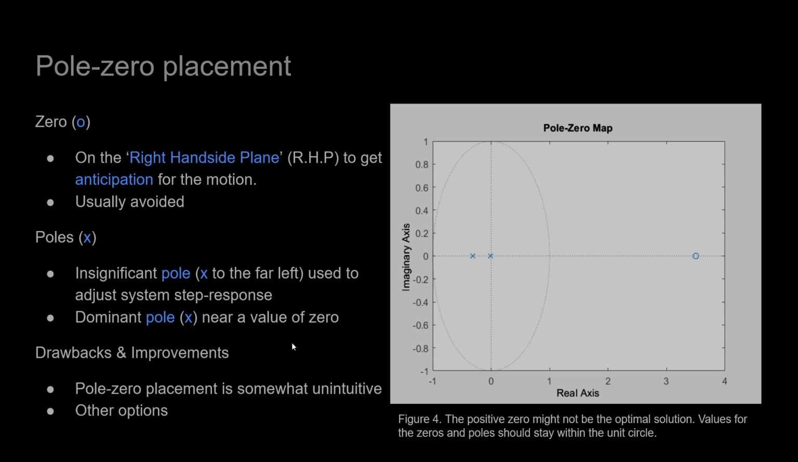Right. So pole zero placement. Zeros are shown here as zeros or O's, circles. And it's on the right hand side plane here in my model, so to get the anticipation for the motion, but it's usually avoided. This I found out later, that it's basically a kind of pole, so in some certain situations the value will grow up to infinity as well, or well, it will have problems here similar to poles, so it's usually avoided and has to be cancelled out if you want to use it somehow, but it is possible. It's just usually avoided.